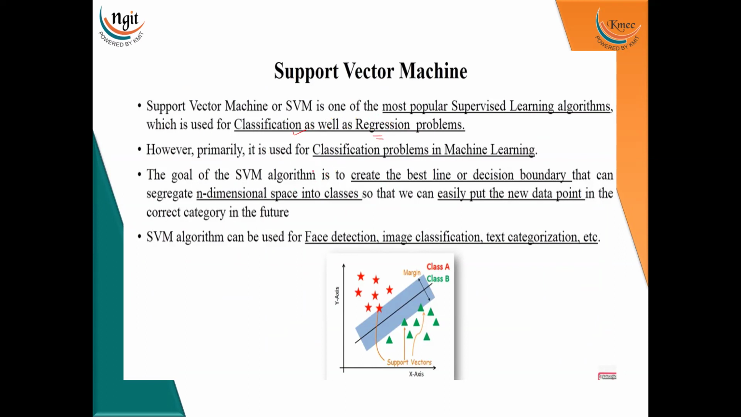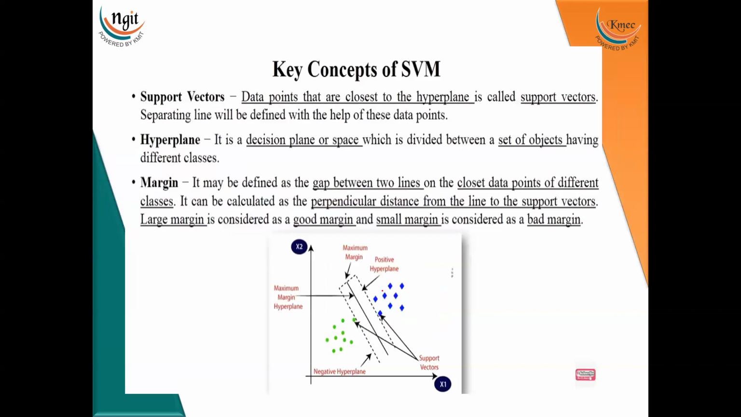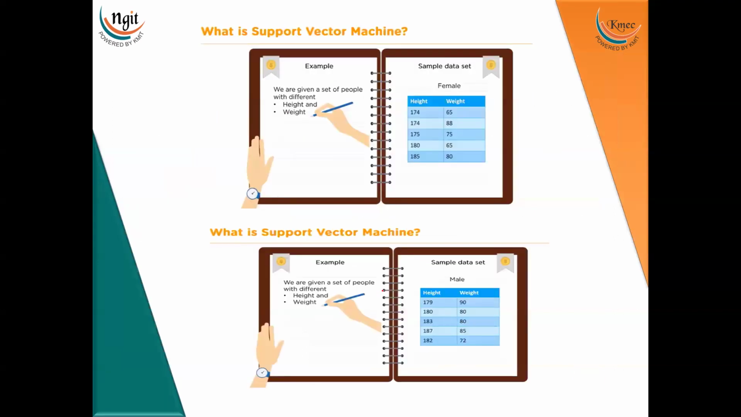So, what is the logic behind this SVM algorithm? How an SVM algorithm looks is something like this. I'll explain what this line is and what the x-axis and y-axis are. Let us discuss in detail the key concepts of SVM. First, let us discuss one example, and after that, I'll explain what the key concepts in this SVM are and what the logic behind this support vector machine is.